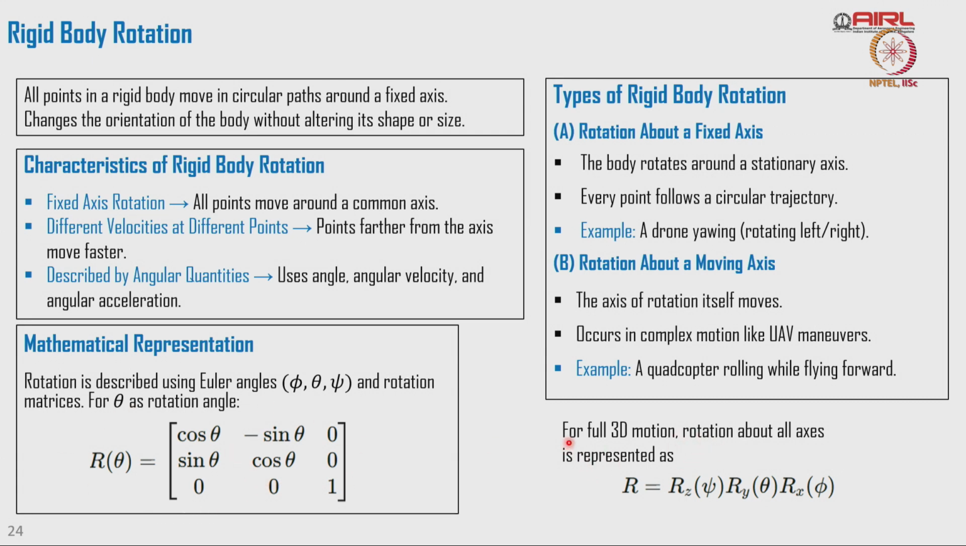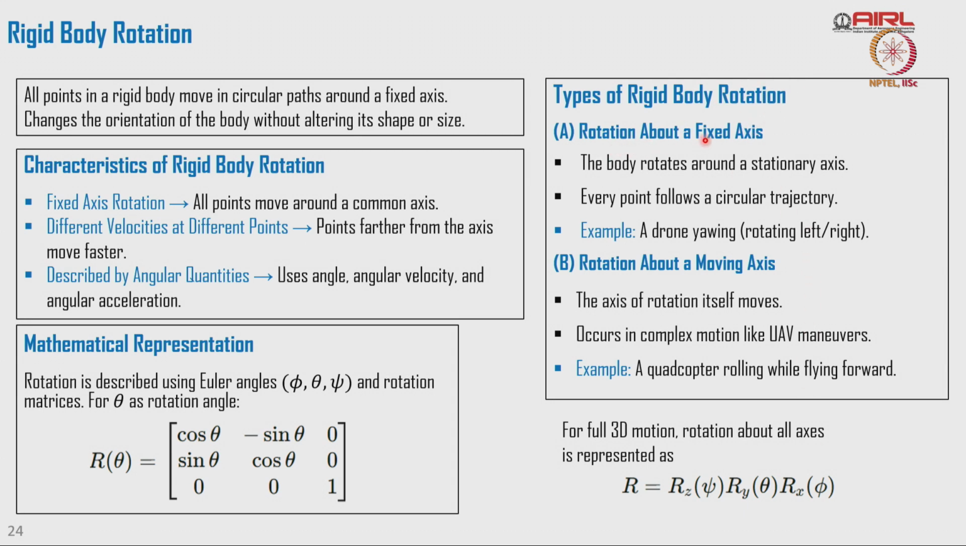If I am trying to do full 3D motion, rotation about all axes comes into the picture. I move one at a time in a sequential fashion: Rz, Ry, Rx. The product of all three rotation matrices will give me R, which moves the orientation from the original orientation to the current orientation, right. If you look at the types of rigid body rotation, there are two types.